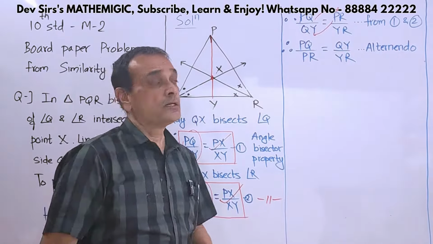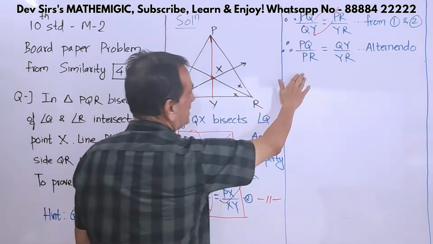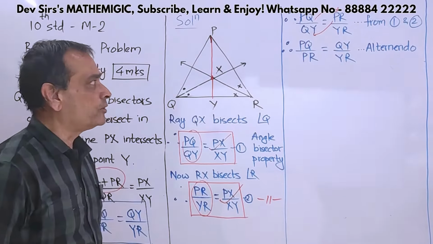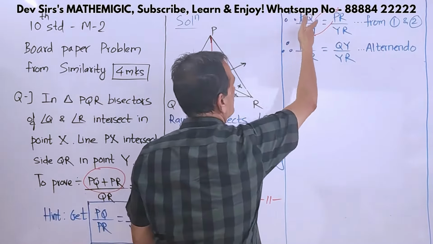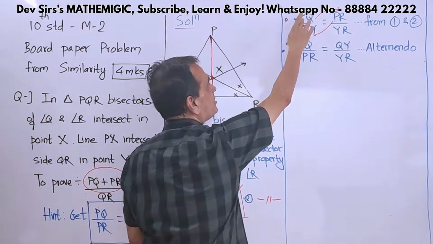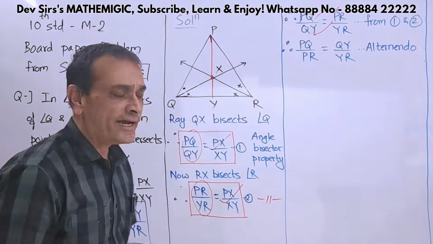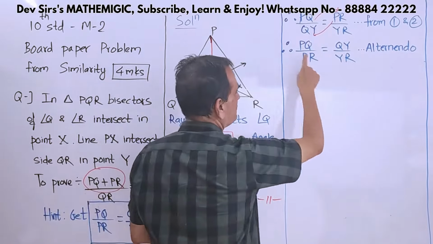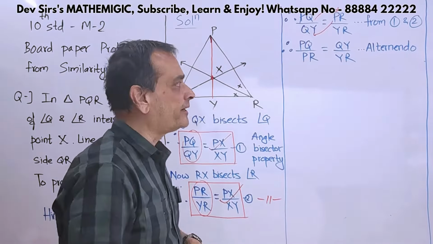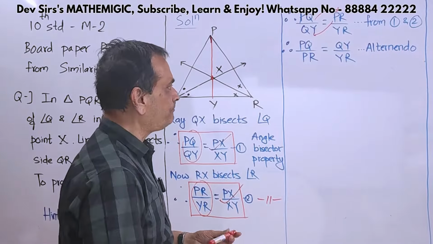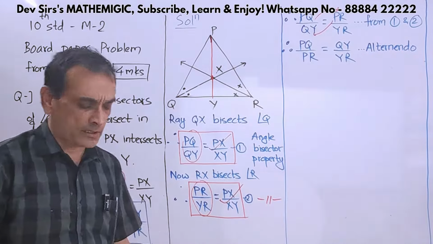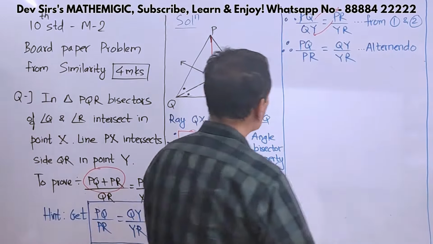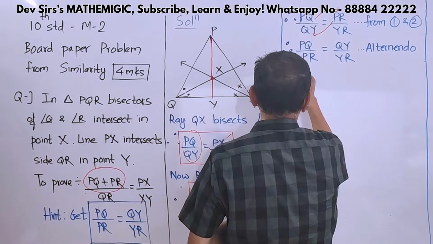Followed? Okay. So after I have got PR over here, I will use componendo. I can't use componendo here because if I use componendo here, I get PQ plus QY. I don't want that. I want PQ plus PR. So after I have shifted PR, I'll use componendo. Now let's solve it together. So I will use componendo on both sides.